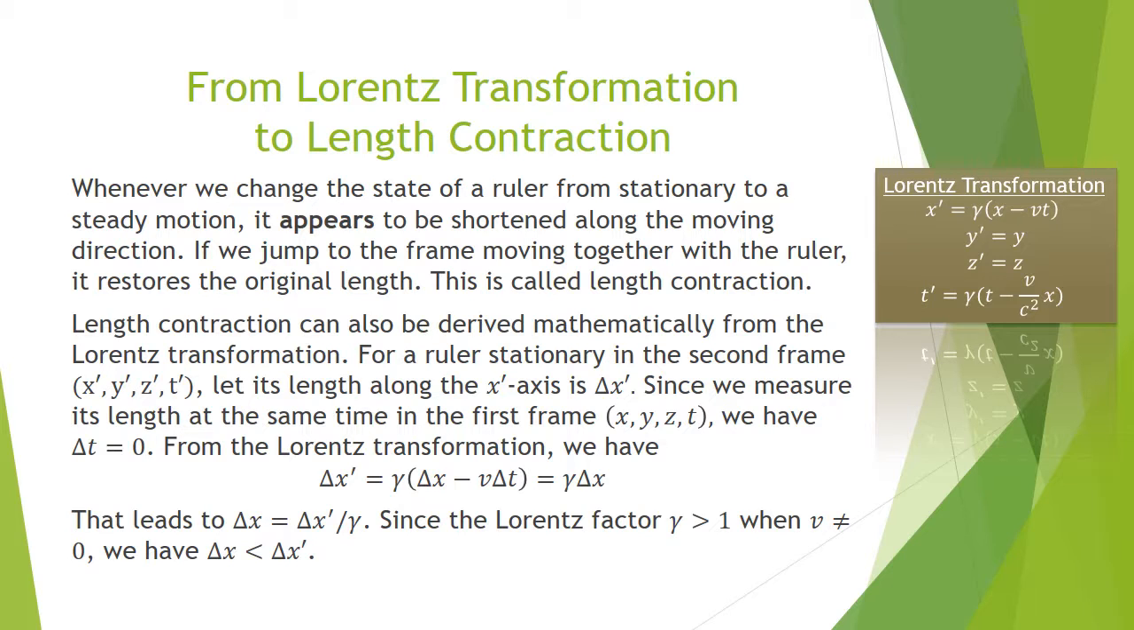For a ruler stationary in the second frame x', y', z', and t', let its length along the x' axis be Δx'. Since we measure its length at the same time in the first frame x, y, z, t, we have Δt = 0. From the Lorentz transformation, we have Δx' = γ(Δx − vΔt) = γΔx. That leads to Δx = Δx'/γ. Since the Lorentz factor γ is greater than 1 when the speed v is not 0, we have Δx < Δx'.